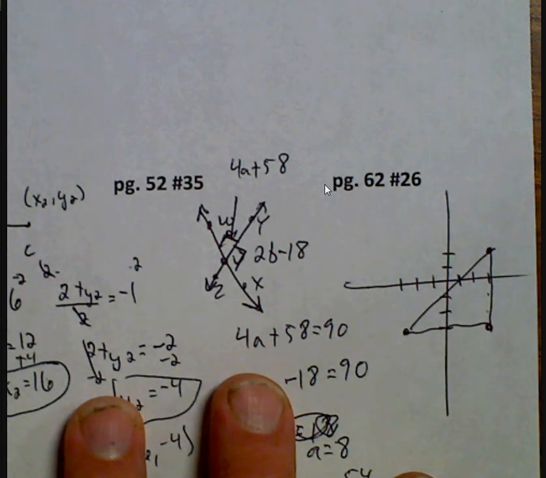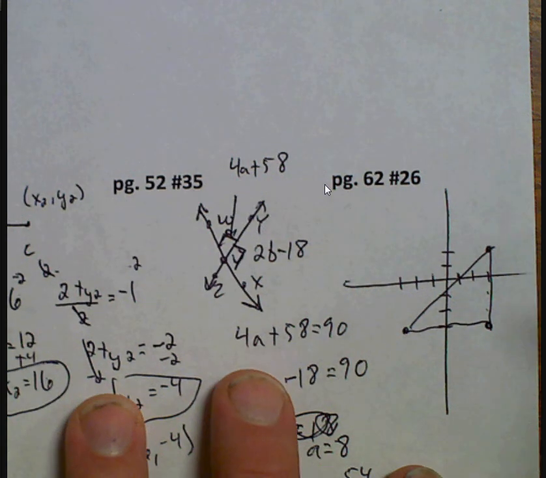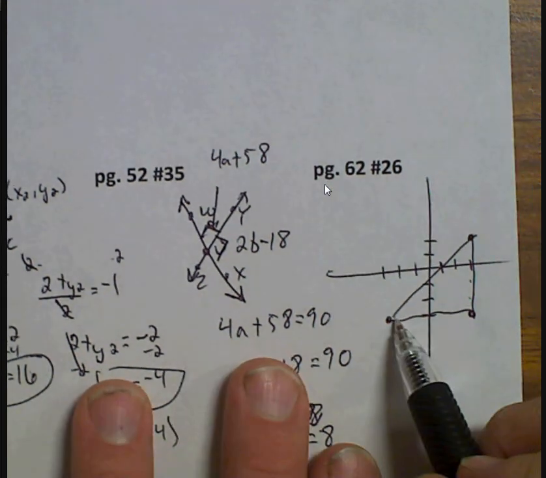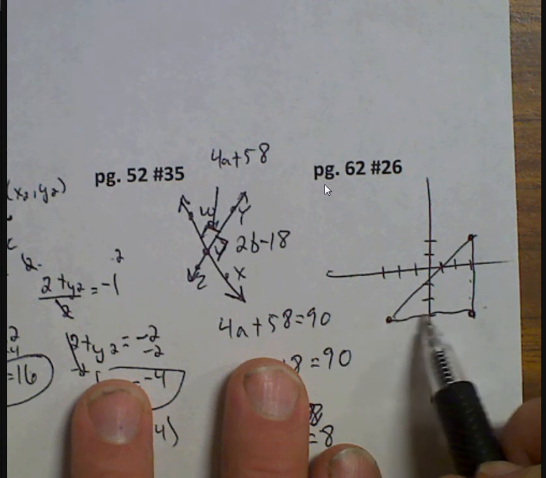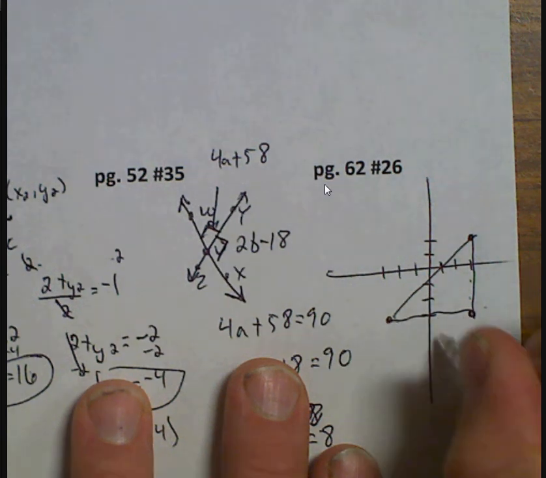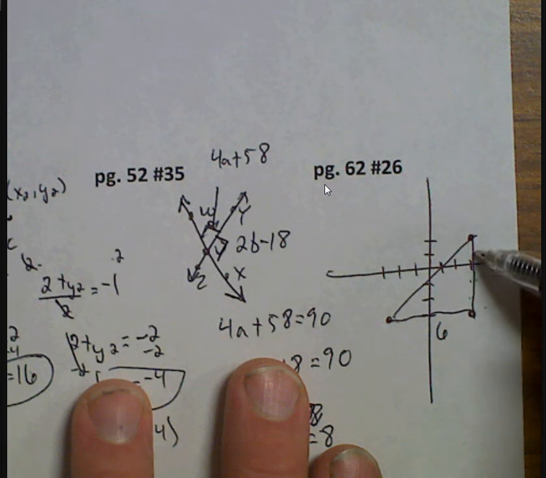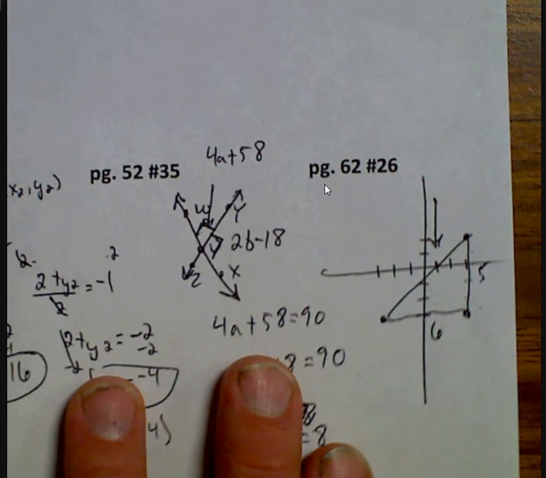Okay? And it says find the perimeter and area. So let's find the perimeter first. This is a straight line from one to the other. So this would be 1, 2, 3, 4, 5, 6. This would be 1, 2, 3, 4, 5. Which means I need to find this side of the triangle.